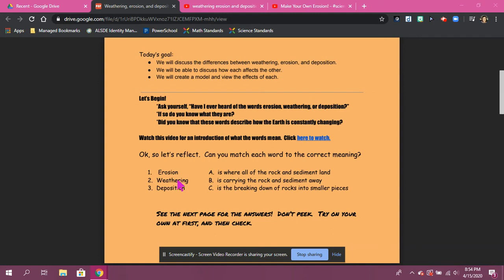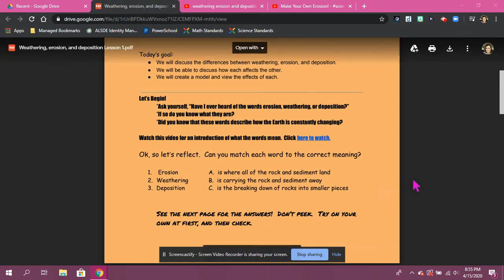So number two, weathering, is the breaking down of rocks into smaller pieces. Okay. Deposition is where all of the rock and sediment land. They are in a position. Okay. Erosion is carrying the rock and sediment away. It's eroding the sediment and rock, so it's making it go away or moving it. And then weathering is the breaking down of rocks into smaller pieces.